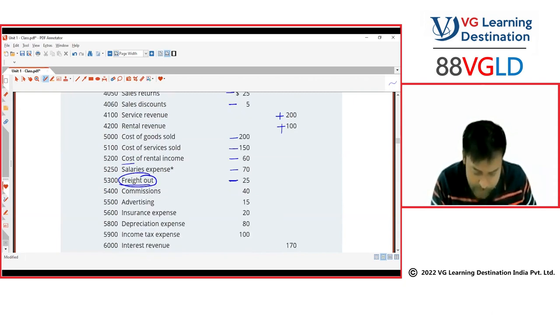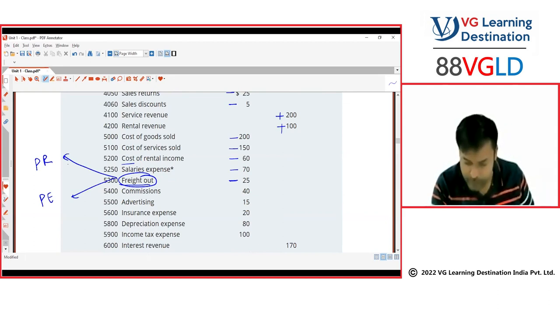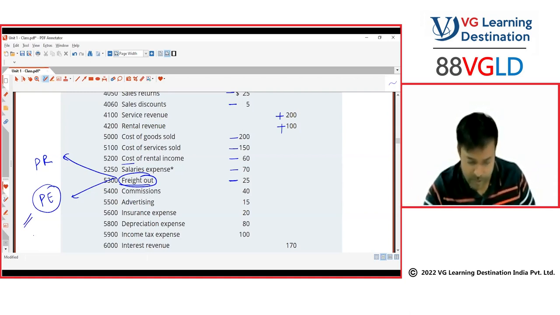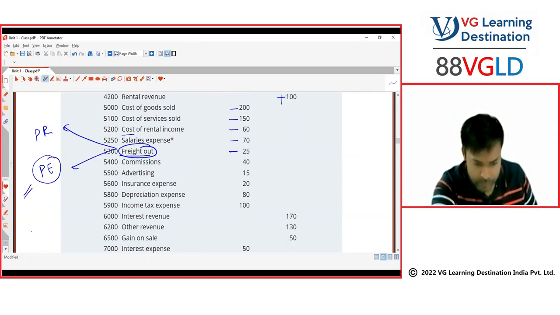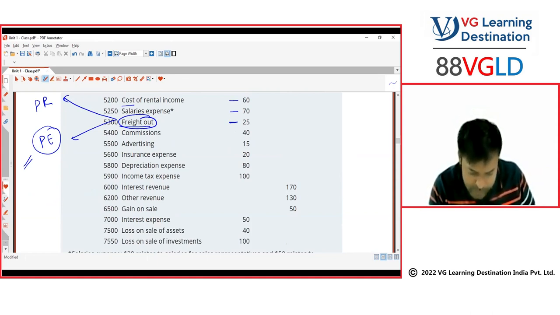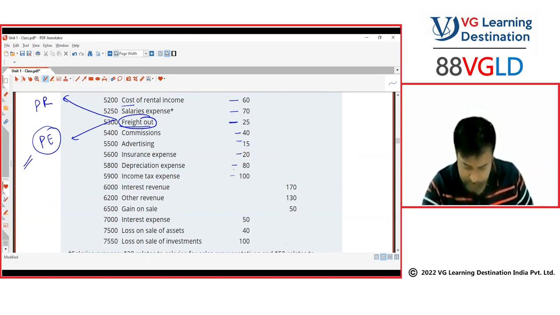Freight out, everyone. Freight out is a product cost or is it a period cost? What do you think? Freight out, is it a product or is it period? It's period, right? It's period because it is not related with the manufacturing. You are selling the material, and then the material is going out, so in that case it is the freight out cost, correct? So all of these are going to be expenses, and you're going to claim that.